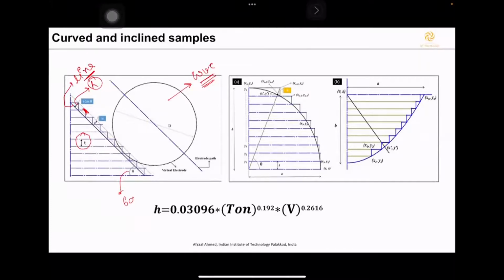Then we have done modeling, which I'm not presenting here because this work is still in progress, and we will soon come up with a model which predicts the number of passes based on the angle of inclination and the tip height. This is for the inclined surface, but the problem becomes much more complicated when you talk about a convex or concave surface.